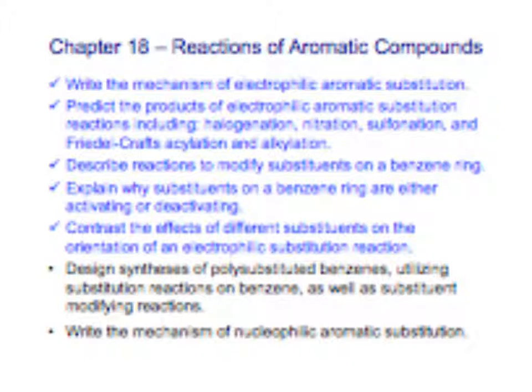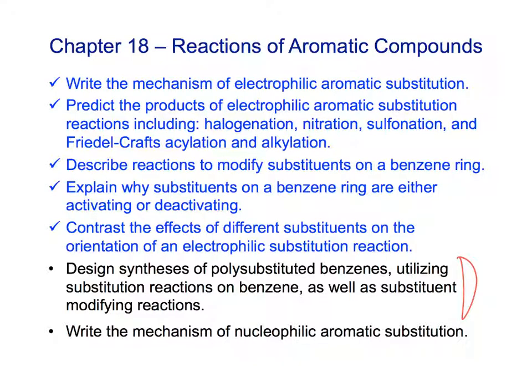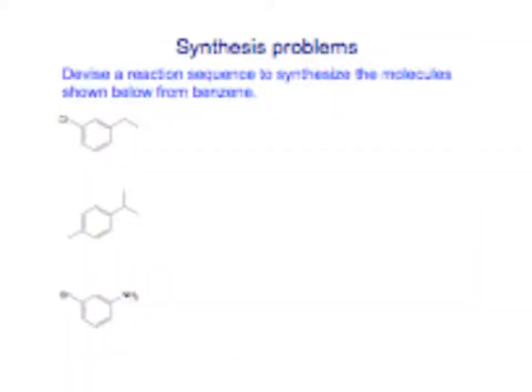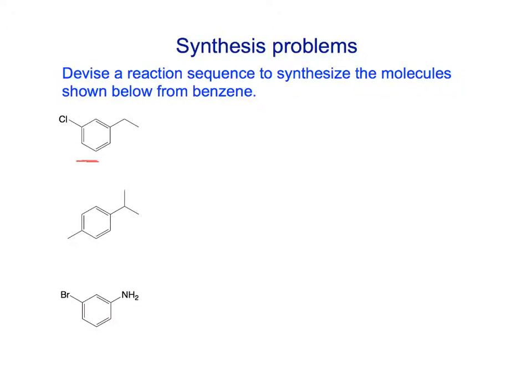So what we want to be able to do now is design some syntheses, okay, and come up with, starting with benzene, how we could synthesize the molecule. So here we'll do these three. We want to devise a reaction sequence to synthesize the molecules from benzene. Okay, so maybe take a moment and think about what series of reactions you could use to make this meta-chloroethylbenzene.